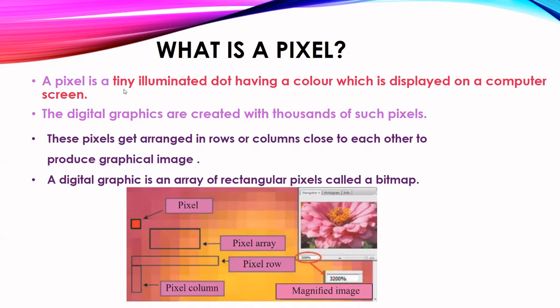So this is the definition of the pixel: a tiny illuminated dot having a color which is displayed on the computer screen, right? I'm asking this again, so don't forget this definition, right? Digital graphics are created with thousands of such pixels, right? I think there is no need to explain it, you know how images are created with pixels, right?